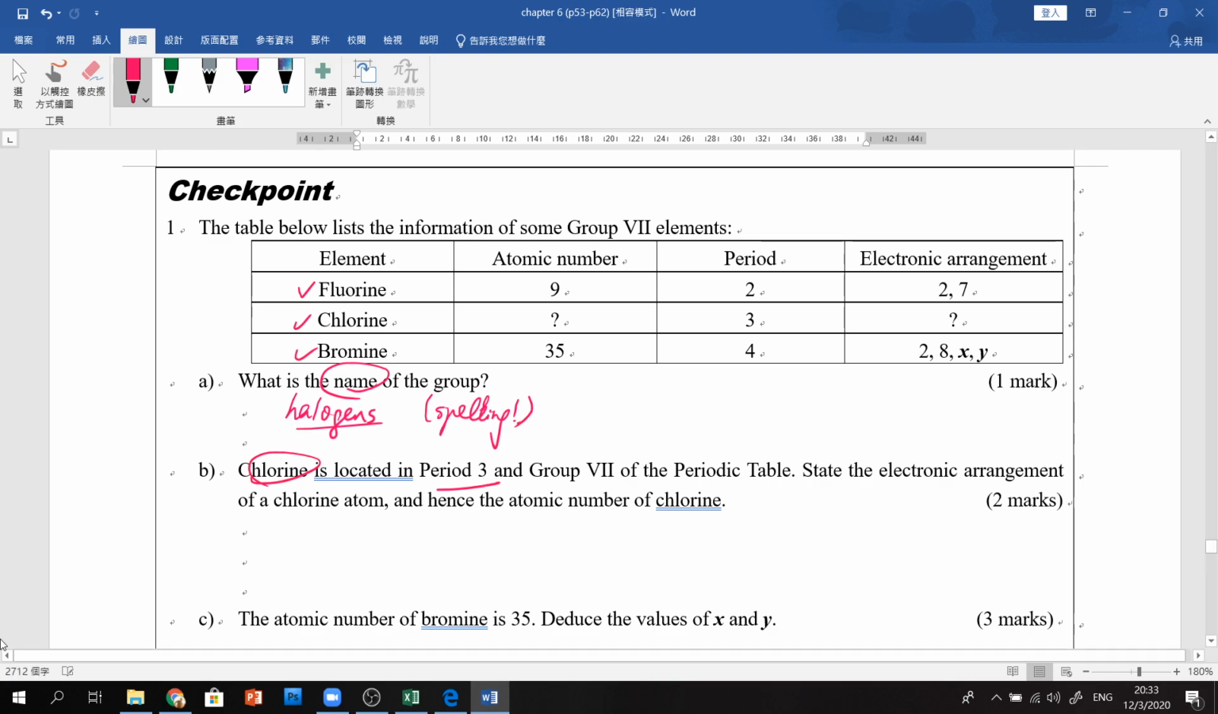Chlorine is located in period 3, group 7 of the periodic table. State the electronic arrangement of chlorine atom and hence the atomic number of chlorine. You need to tell two things. 1. Electronic arrangement. 2. Atomic number. For those halogens, the electronic arrangement is much related to the atomic number, because atomic number 17 relates to the number of electrons as well. So the electronic arrangement for arranging those 17 electrons should be 2, 8, 7.